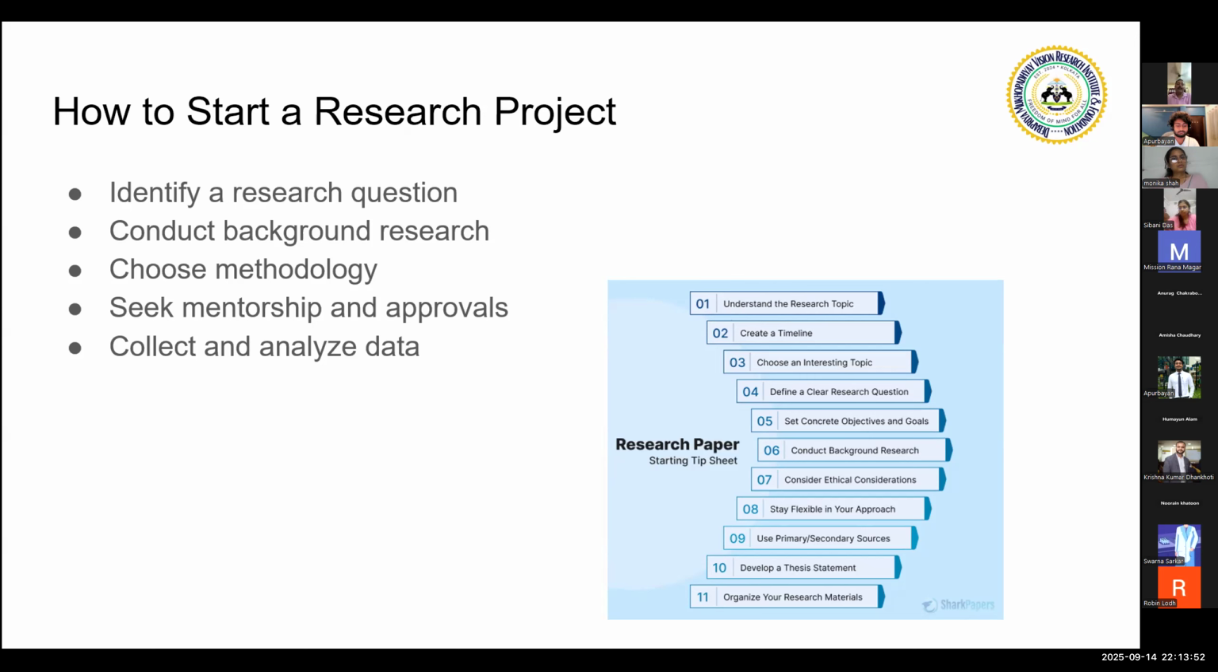Yes. Then collect and analyze data. For qualitative data you will do thematic analysis, and for quantitative data you need to do the number-based analytic tools like SPSS and all. The next slide, Apurvan, please.